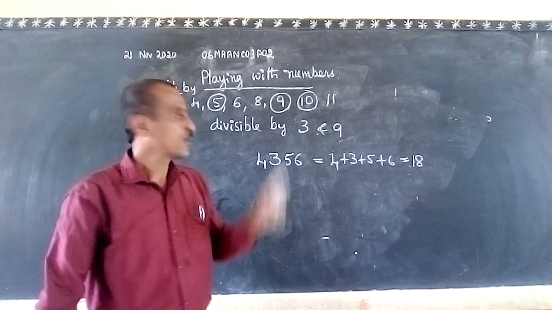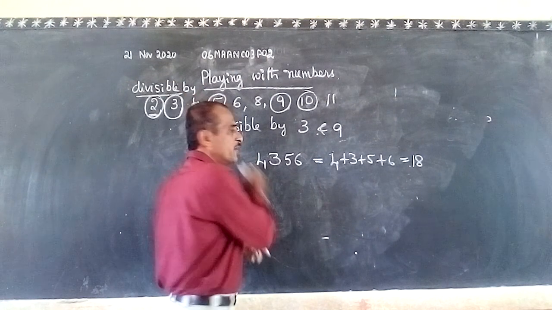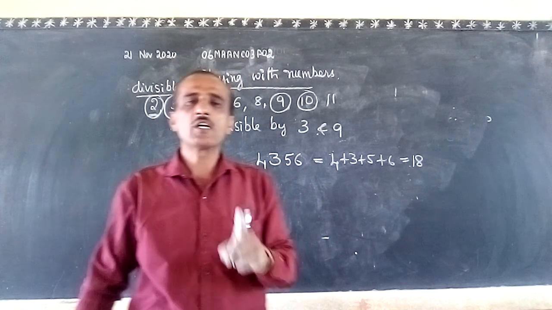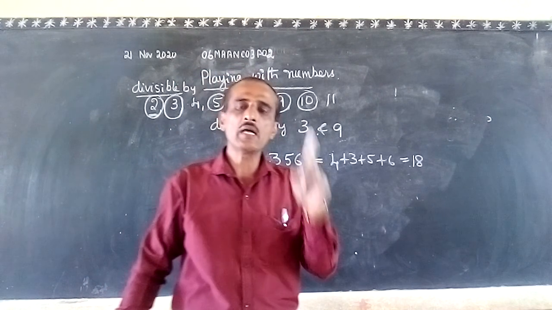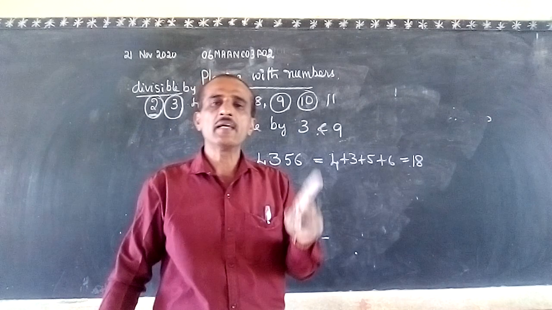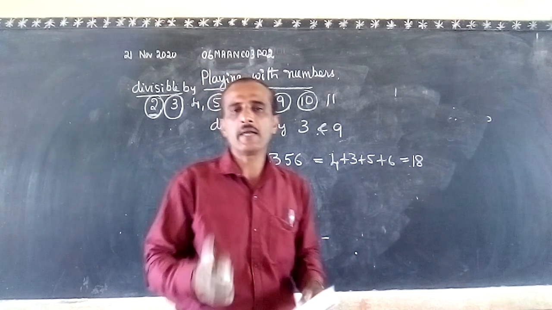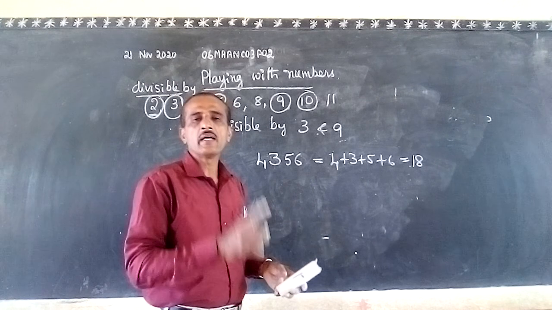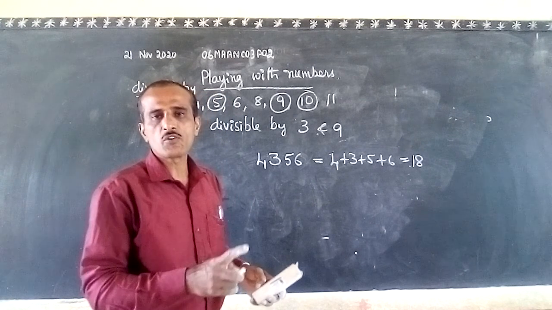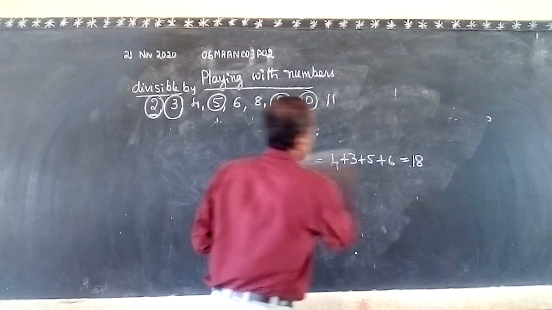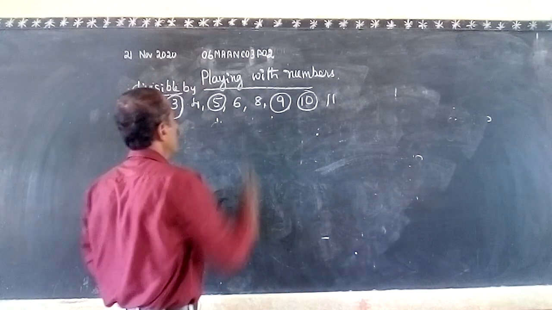Remember, okay? So, very easily you can find whether a number is divisible by 3 or 9. To check, what you have to do? If the sum of the digits is divisible by 3, such numbers are divisible by 3. If the sum of the digits is divisible by 9, then such a number is also divisible by 9. Very easily we can identify. Okay? So, 3 and 9 over.